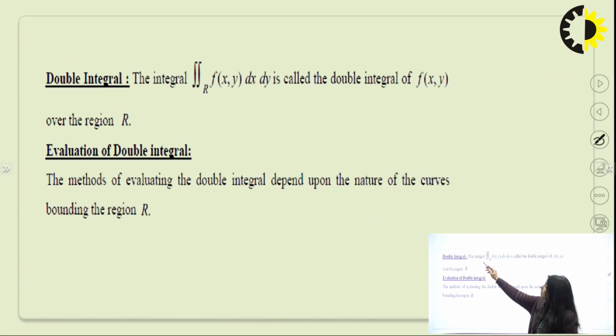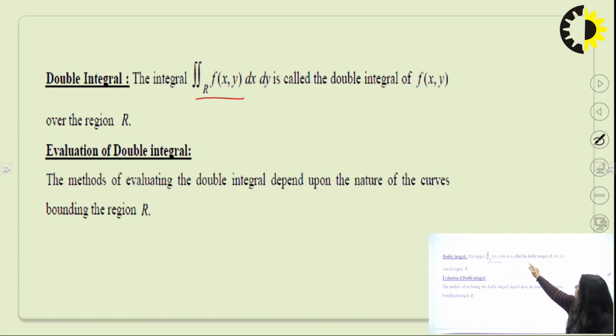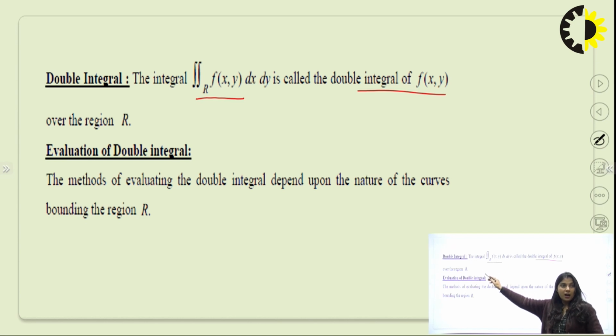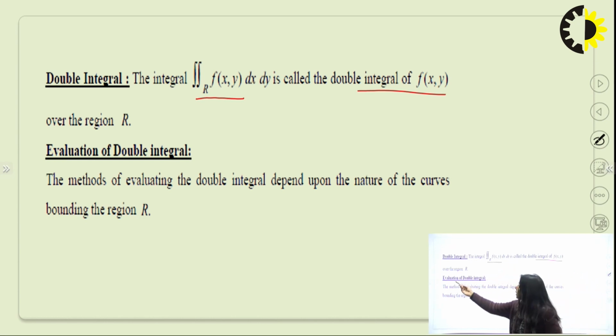This is called the double integral of f(x, y) over the region R. We pronounce this integration as the double integral of f(x, y) over the region R, or bounded by the region R. Now, the evaluation of the double integral.